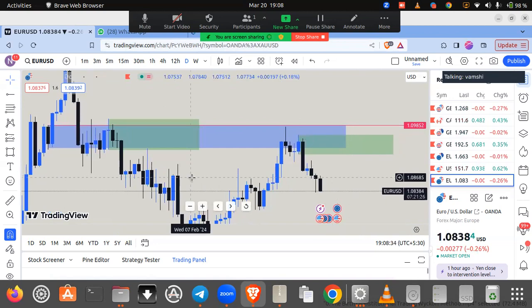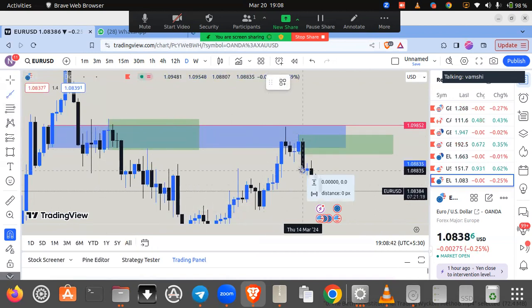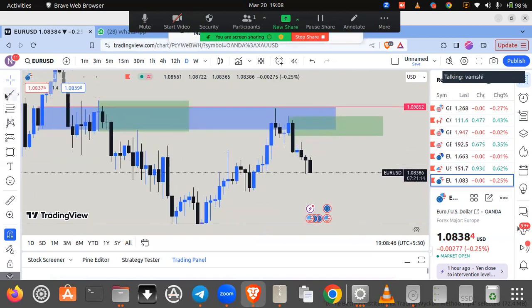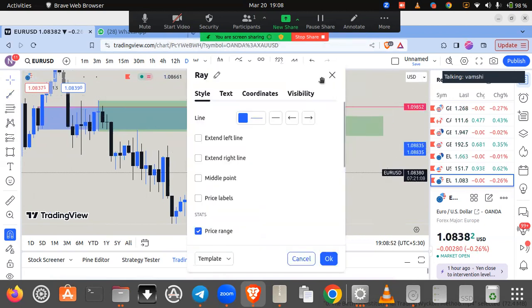You may ask, where should you take entries? Either you can take entry as soon as engulfing sell 2 forms, meaning you can take entry after the formation of C here. Here can be your entry.